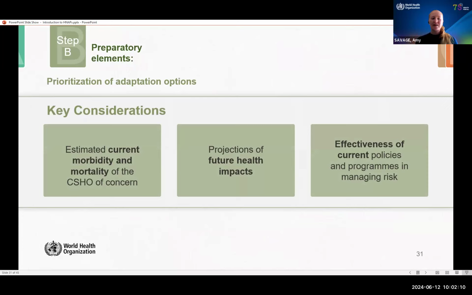Some of the key considerations for prioritizing adaptation actions would be to look at what is the current morbidity and mortality of that specific climate sensitive health risk, for example, malaria, dengue, diarrheal diseases. What are the projections of the future health impacts? What's the magnitude of those health risks in the future, considering the specific climate hazards for our context? And then also, when we're prioritizing, considering what are the effectiveness of the current policies and programs in managing the risk.